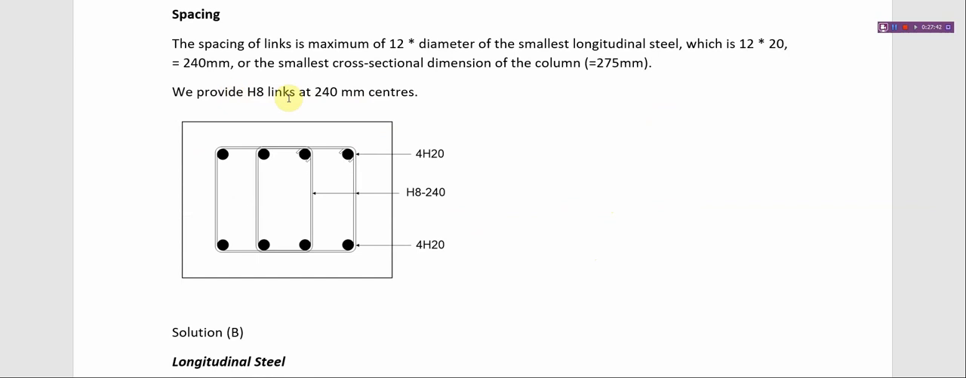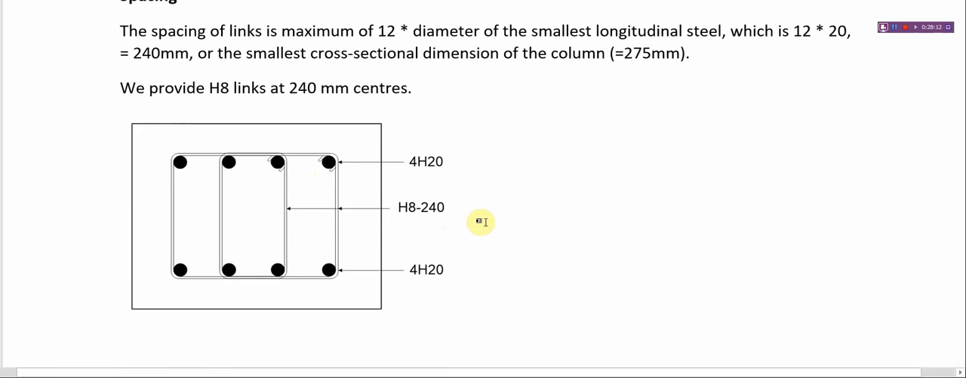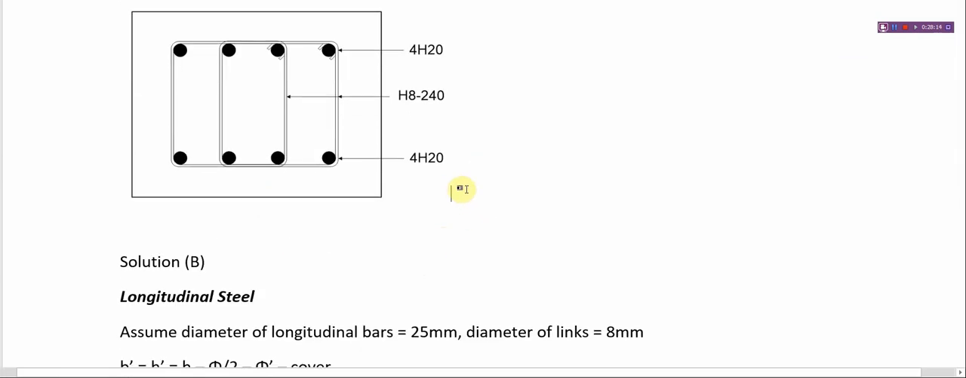Now, saying we are providing eight number. So how are we going to arrange it? This is the arrangement format of our column. You can see the way it is bent here at 135 degree. So we are providing 4 at the top, 4 at the bottom, and then these are the links. And they are 8 mm size and spaced at 240 mm spacing. So this is how you interpret it graphically when you are trying to draw your reinforcement detail for this particular column.